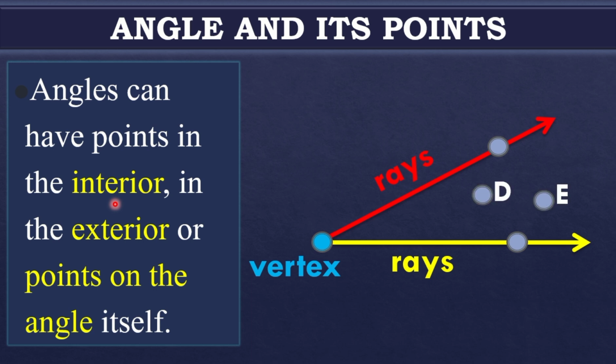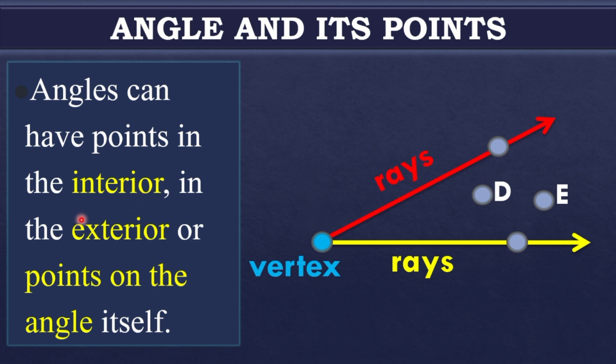Okay? So, halimbawa po, ito. So, ito po ay interior points of this angle. Okay? So, ang interior points natin ay point D and point E kasi nasa loob sila. Nasa loob sila ng angle. So, halimbawa, nag-extend yan. Isipin natin, nag-extend yan. So, lahat ng nasa loob na points, interior po yun.